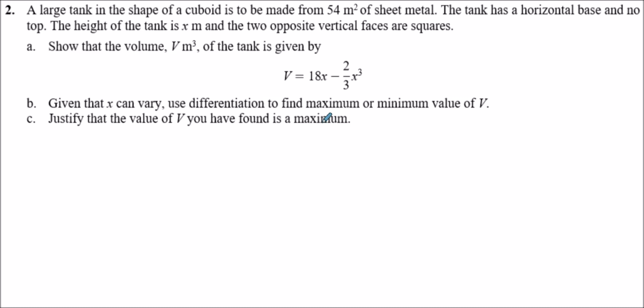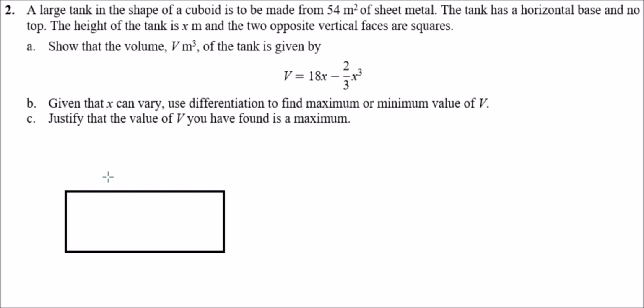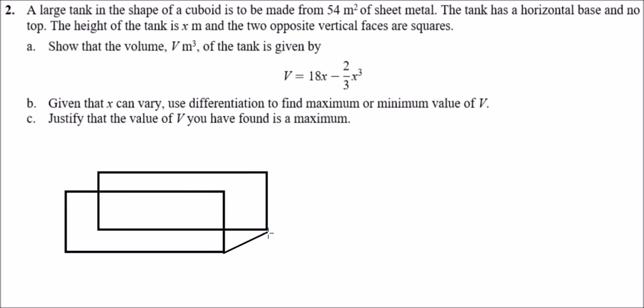Anyway, the tank has a horizontal base, so it's lying flat, and no top. The height of the tank is x metres, and the two opposite vertical faces are squares. So first of all, show that the volume of the tank is given by this relation here. What I'd definitely suggest is to do a sketch of this tank. It's hard to picture without doing a sketch. So it's a cuboid, we know that much. We can imagine the front face, imagine the back of it here, then imagine the front being joined to the back, like so.